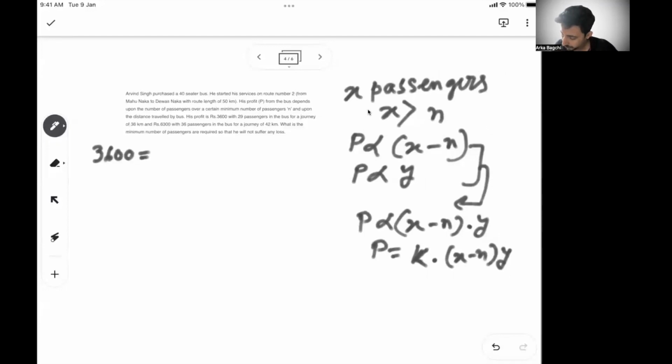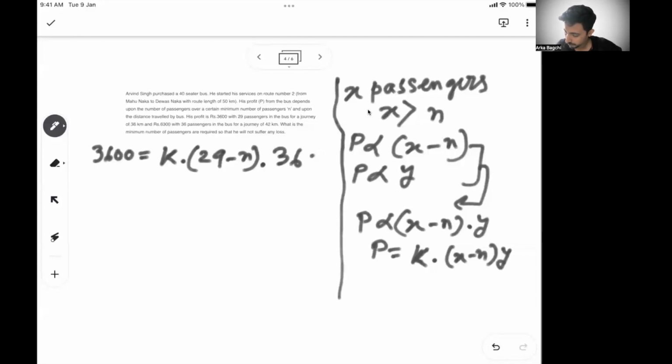So I say, so k into 29, which is the x, so 29 minus n into 36 kilometer. What does the second equation talk about? Let's say this is my equation 1. So this is my equation 1.